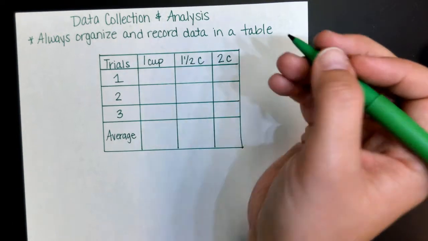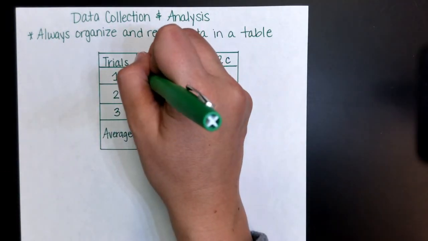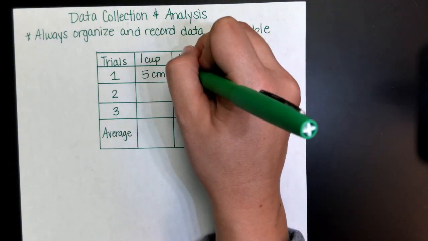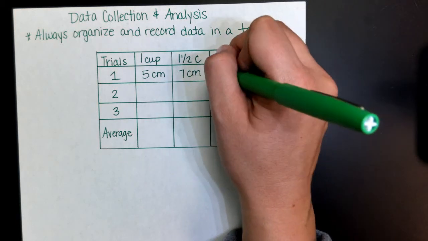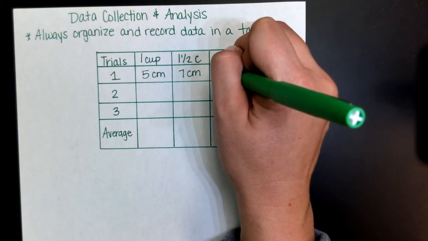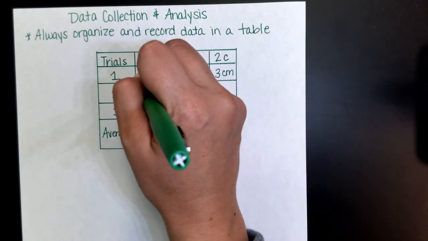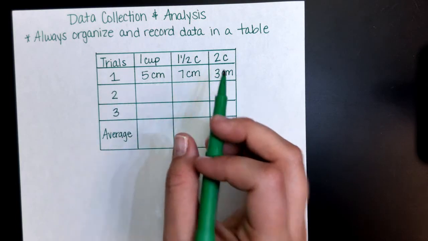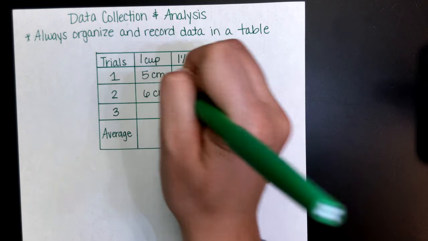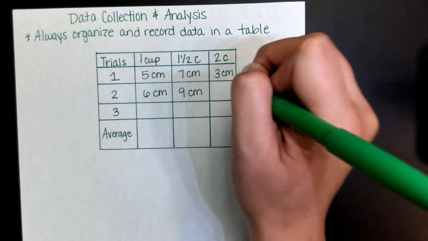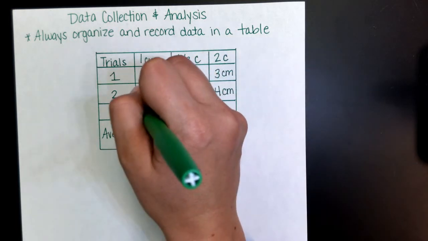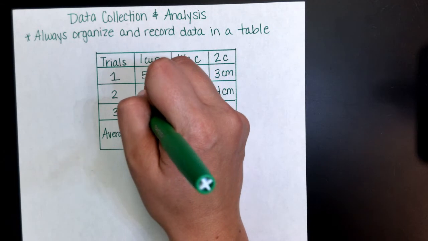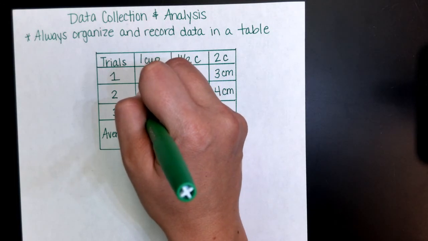Okay, so let's say that for the first trial the plant with 1 cup grew 5 centimeters. Okay, and then the plant with 1.5 cups grew 7 centimeters. And then the one with 2 cups grew 3 centimeters. So I'm just going to fill in with some measurements. I'm putting in my units, okay? Everything, all my boxes are labeled. Now this data is not real. I'm just trying to show you, if you were collecting data and you had your different trials and you were taking your measurements, how you would organize it and record it in a data table.